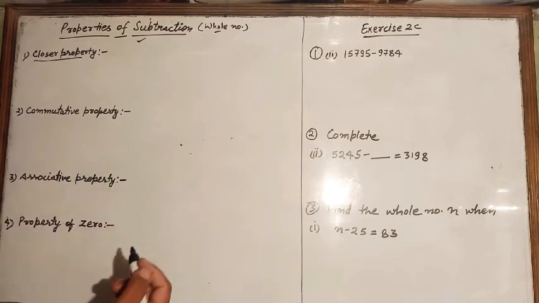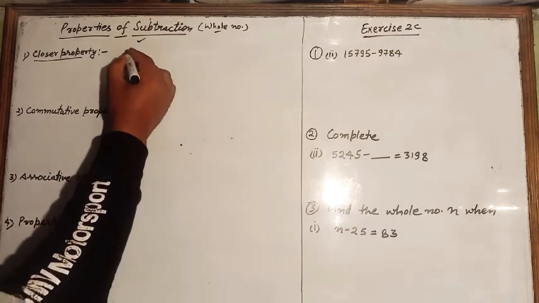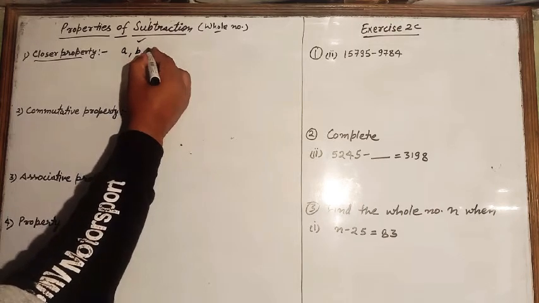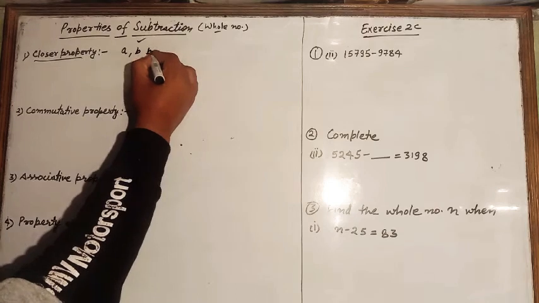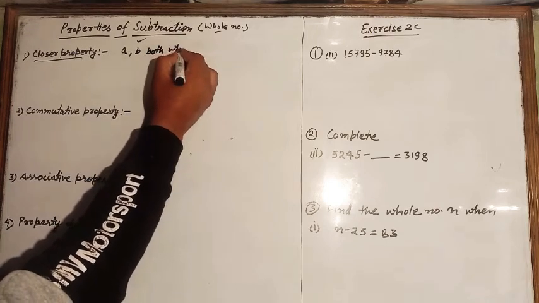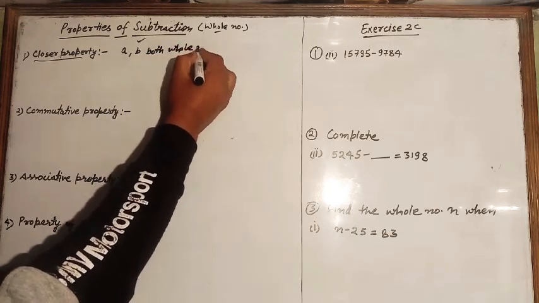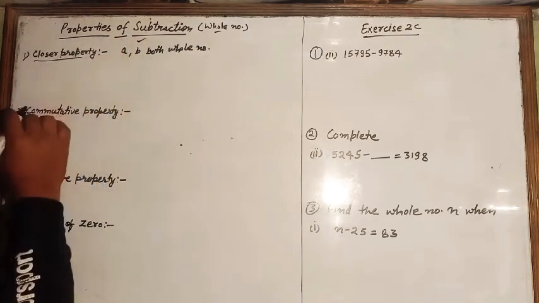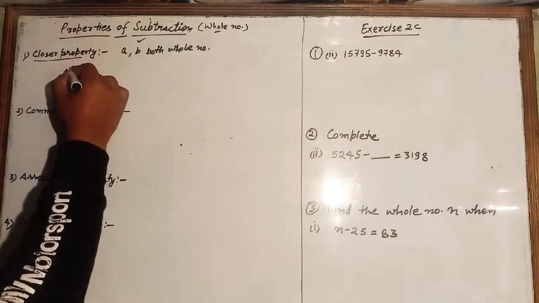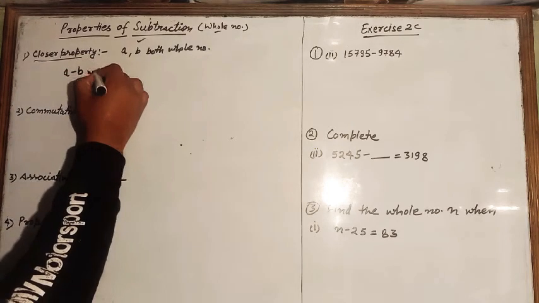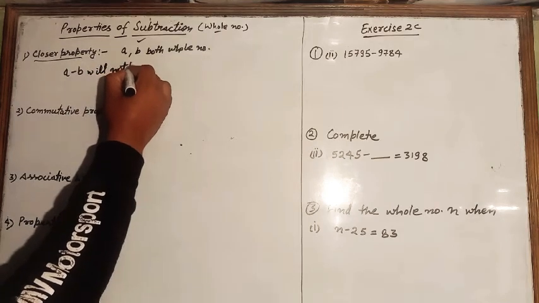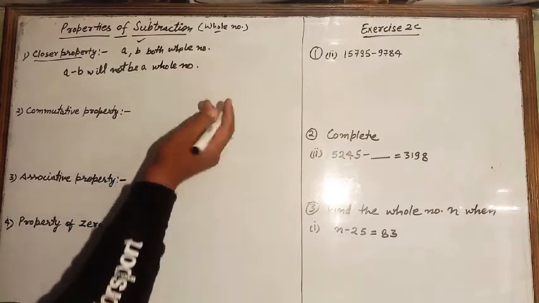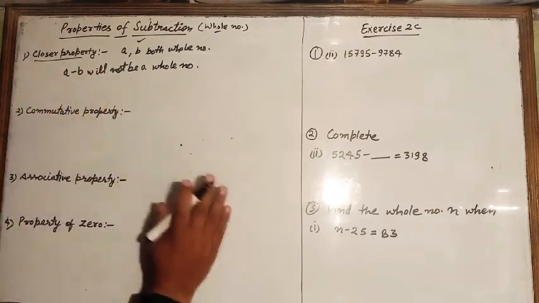As we read in addition, the closure property: if a is a whole number and b is again a whole number, then their sum was also a whole number. But in case of subtraction, what will it be? It will not be followed. a minus b will not be a whole number. Only in some cases will it be a whole number.